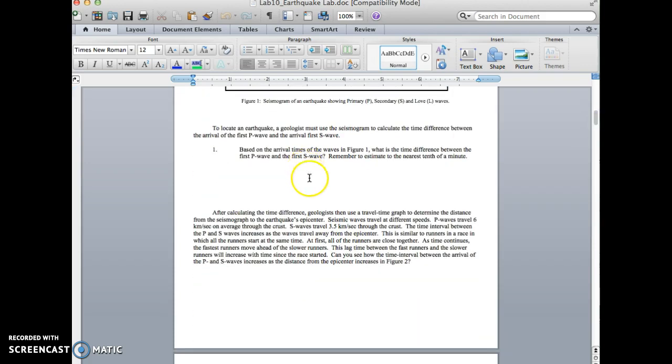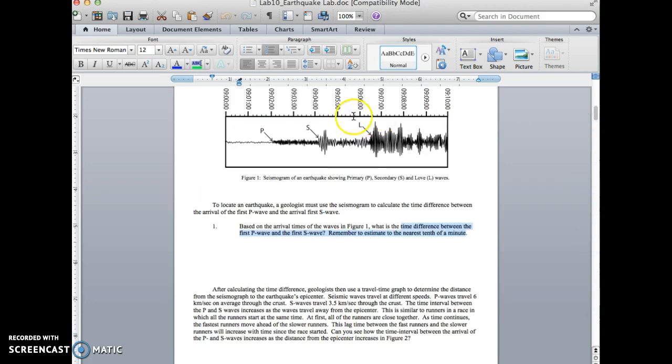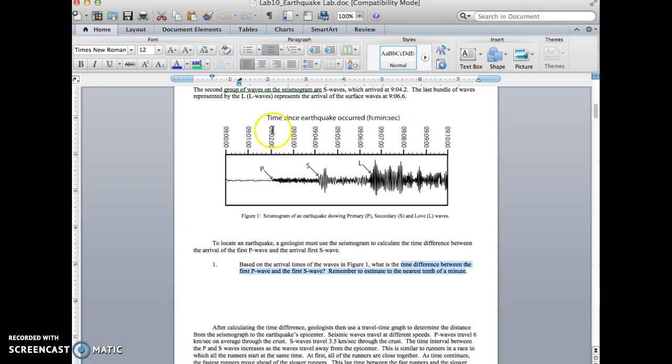All right, so what you're going to do to get started is to figure out the time difference between the different waves. So you're going to want to read and determine when the first P wave arrived and when the first S wave arrived. And the way to see this is that everything here is written in hours. So this is at 9 o'clock. Okay, this is 9:01 a.m., 9:02, 9:03, 9:04, 9:05. So we're going to record this in minutes. And then you want to round to the nearest tenth of a minute. So figure out how many seconds it is and then convert that into a decimal.